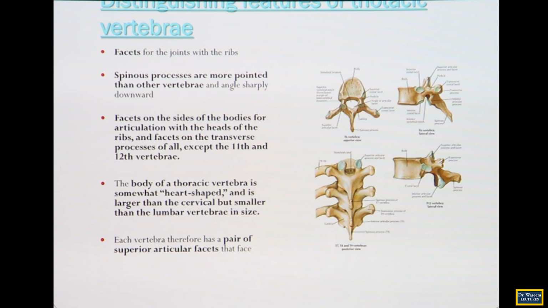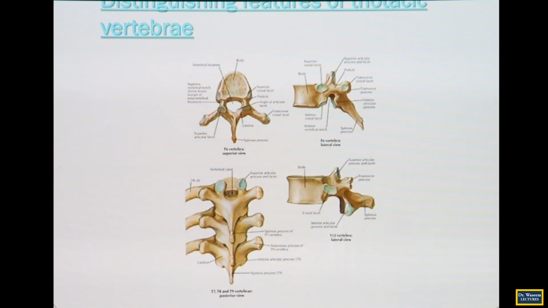How to distinguish a thoracic vertebra? I have already told you, you can distinguish a thoracic vertebra in such a way that it has a facet in the transverse process. The spinous processes are more pointed and oblique also, oblique in such a way that they will be covering even the next vertebra. The body of the thoracic vertebra is heart shaped, and the bodies have superior and inferior articular costal facets. These are very important distinguishing features here.